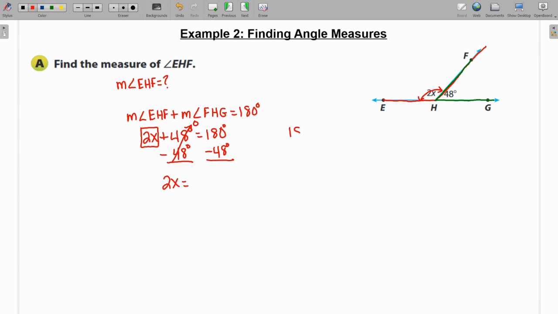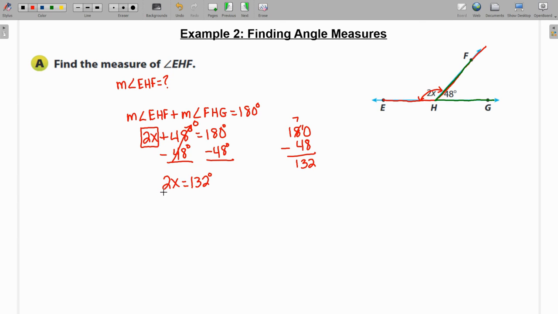So I'm going to go over here to the side. I'm going to take 180 minus 48. 0 minus 8, I can't do it, so I'm going to borrow 1 from the 8, make this a 7, carry that 1 over and make that 0, 10. 10 minus 8 is going to give me 2. 7 minus 4 is going to give me 3. Then I have a 1. So when I take 180 minus 48 degrees, I'm going to have 132 degrees.